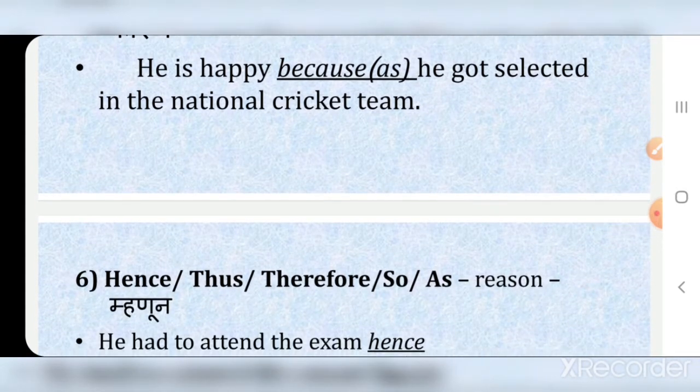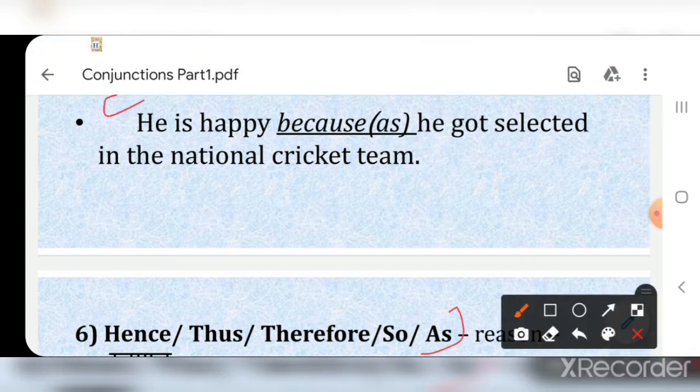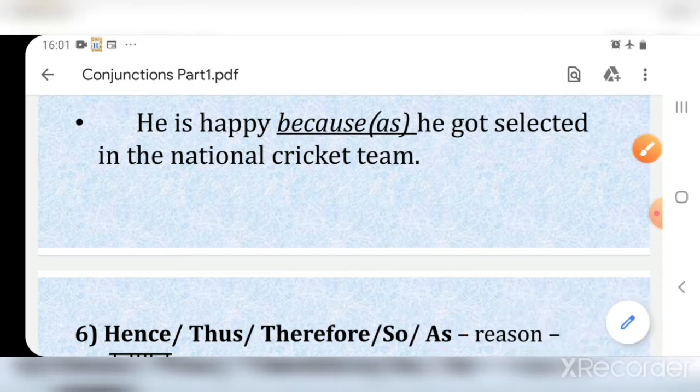Now we are going to learn what the reasons are. That means how to state reasons in English by using conjunctions. For reason, we use such conjunctions: because, hence, thus, therefore, so, as, etc. Every conjunction out of these, from because till as, has the same meaning, but let's see its usage in the sentence.